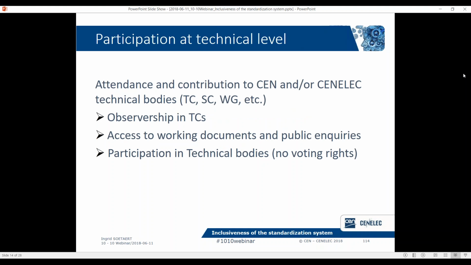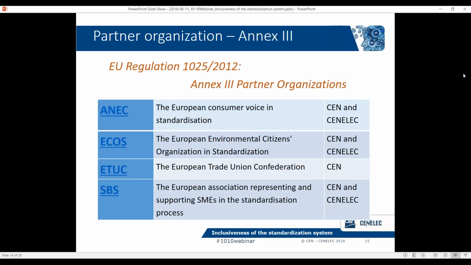Participation at technical level is understood as attendance and contribution in CEN and CENELEC to technical bodies, so TCs, subcommittees, working groups, and so on. The partnership organization may request observership at any time in specific technical bodies, and such requests are decided upon by the CEN and/or CENELEC technical boards upon advice of the concerned technical body.